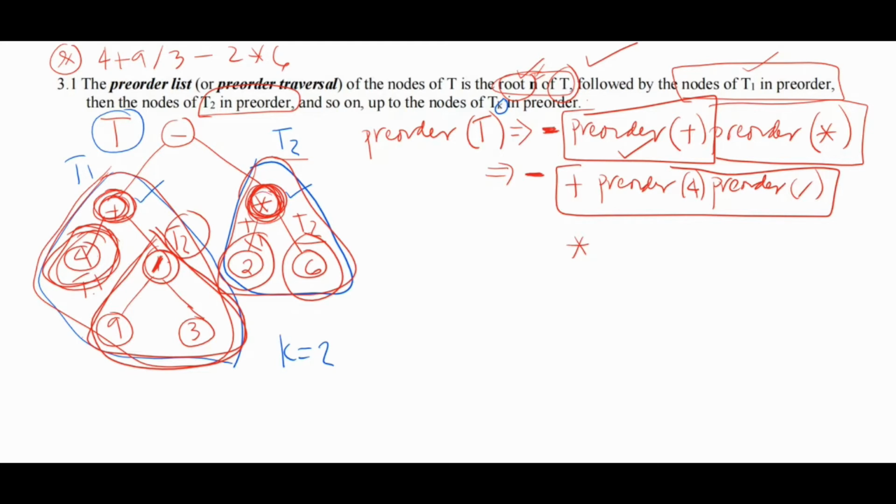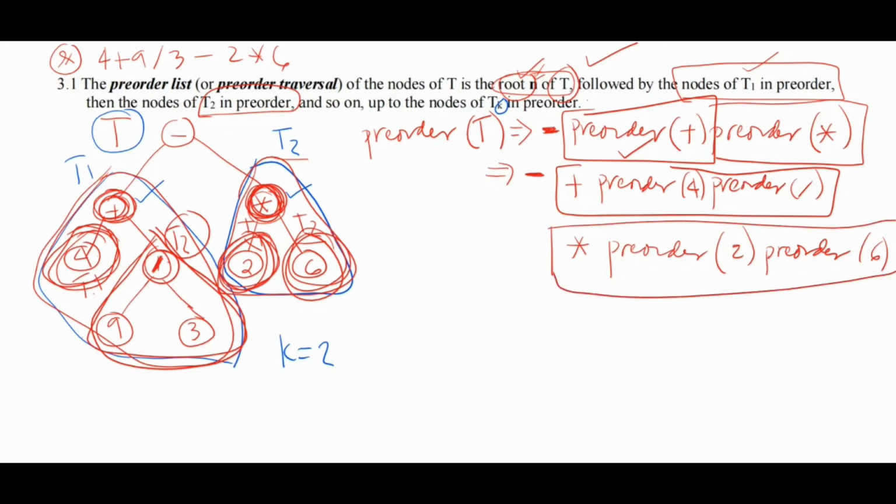So the root here is multiplication, and then we get the pre-order of that. So we say pre-order of 2, the root of the single node sub 3 T1, this one here, and then followed by the pre-order of that. So we say pre-order of 6. So this one in here is our answer for this part here. So this one again is the pre-order of the sub 3 whose root is asterisk.